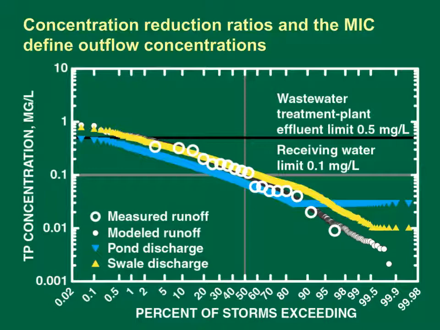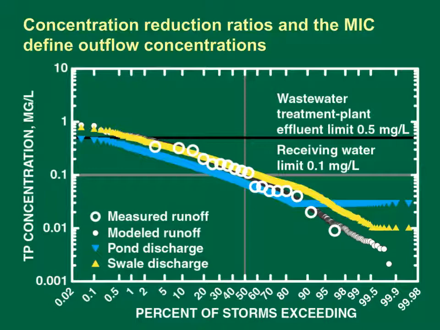The two horizontal lines on this graph are current or historic water quality guidelines for total phosphorus. The upper black line at 0.5 milligrams per liter was a commonly used wastewater effluent limit. About 1.74% of highway runoff and 0.8% of swale effluent concentrations in this simulation are above the 0.5 milligram per liter threshold. None of the pond discharge concentrations exceed this value.